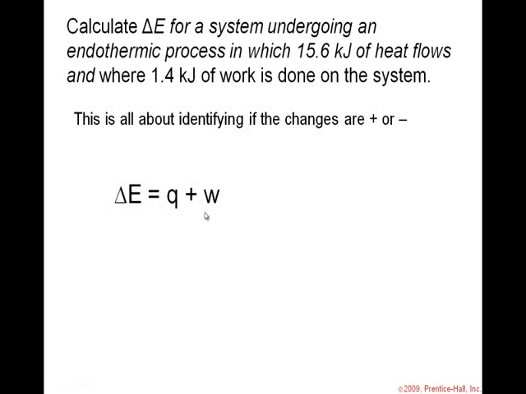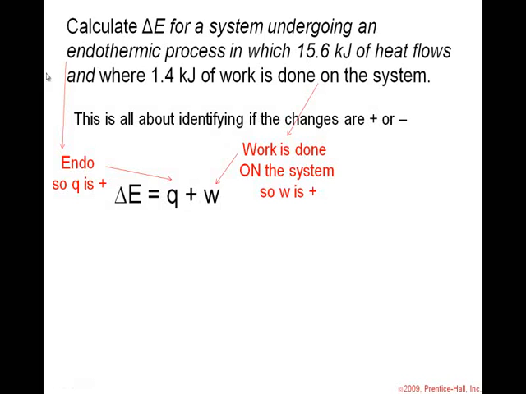and identify the sign on each of them. So Q is heat. It says it's an endothermic process, which means that I'm adding 15.6 kilojoules. Endothermic tells me Q is positive. And it also says work is being done on the system, so work is being added, so work is also positive. So as a result, my delta E is a positive 15.6 kilojoules of Q plus 1.4 kilojoules from work, gives me a total of 17 kilojoules.